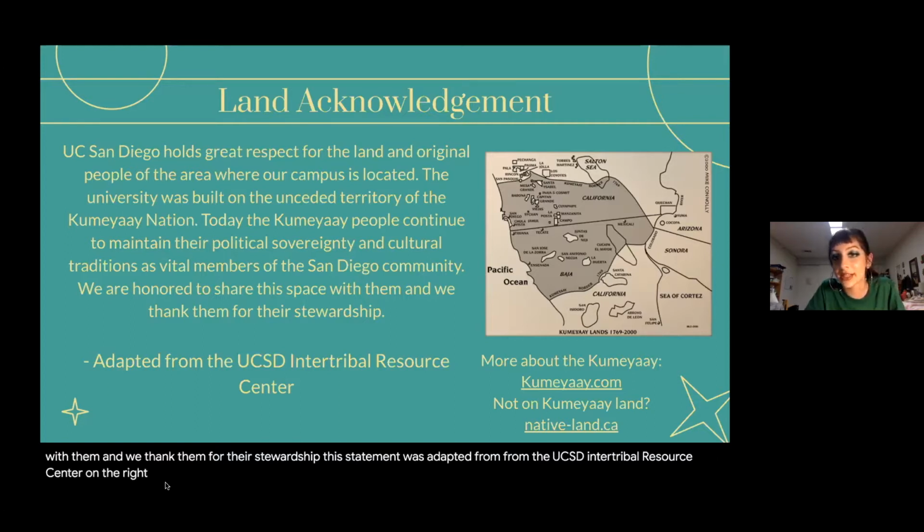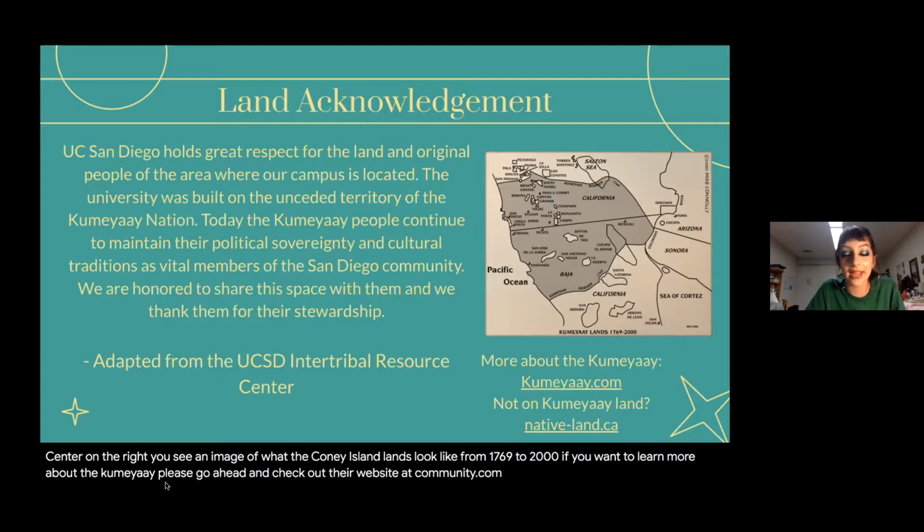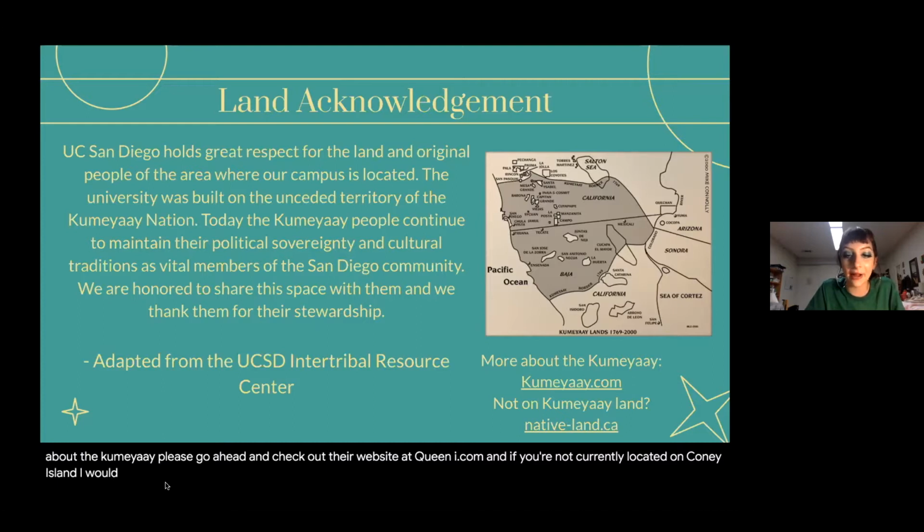On the right, you see an image of what the Kumeyaay lands looked like from 1769 to 2000. If you want to learn more about the Kumeyaay, please go ahead and check out their website at kumeyaay.com. And if you're not currently located on Kumeyaay land, I would highly recommend for you to check out that other website, native-land.ca. You just type in your zip code and it'll tell you what Indigenous territories you are occupying.